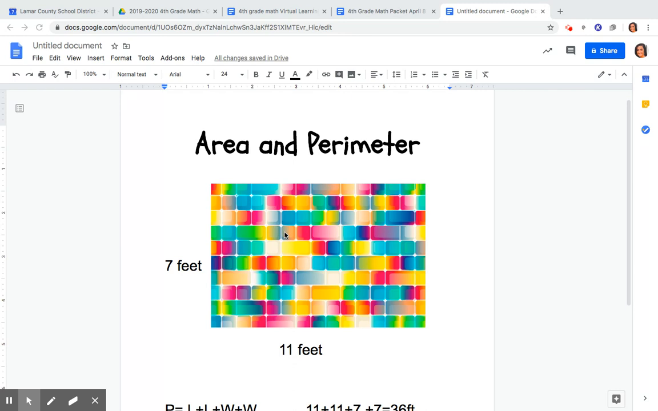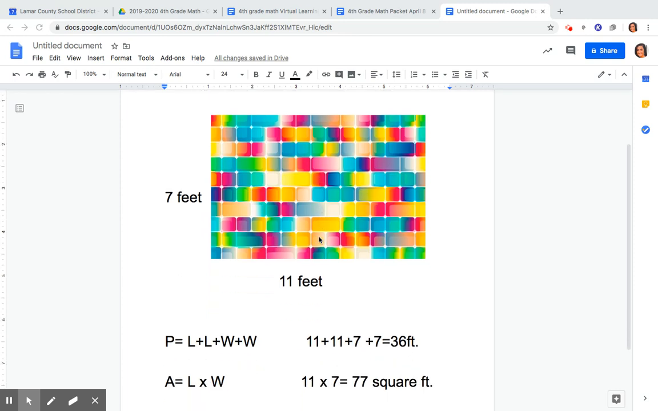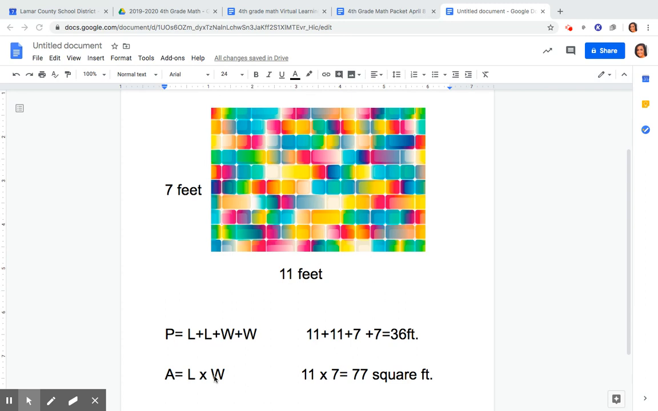So think about when we do area model for multiplication. We are multiplying the rows times the columns, okay? So when you're finding area, you are going to find the inside area. You're finding what is being covered by this shape. So you're going to say length times width. And then 11 times 7 is 77.